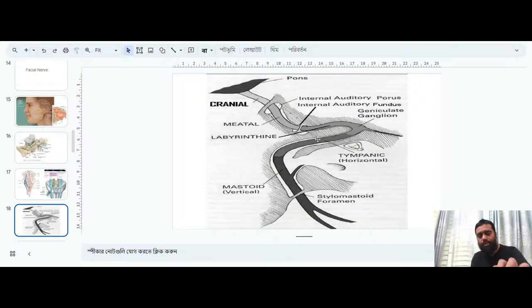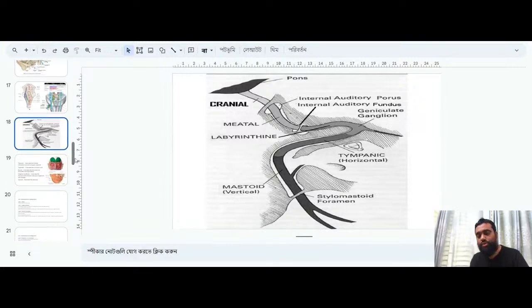I have made a little mistake. Here is the round window, here is the oval window. Above the oval window, the facial nerve comes behind, above the oval window of the middle ear. Here is the round window, and this is the facial nerve. This is the course of the facial nerve. You can draw and label this course of the facial nerve. Sometimes it comes in your written exam to write down the course of the facial nerve.